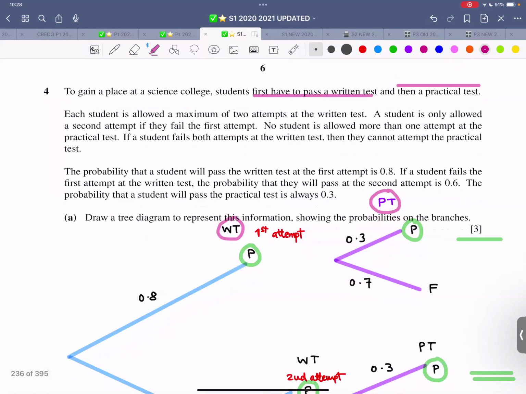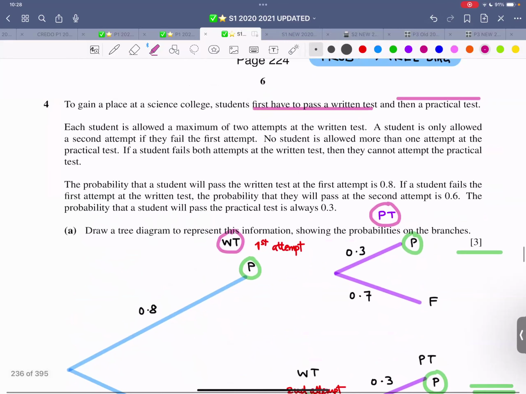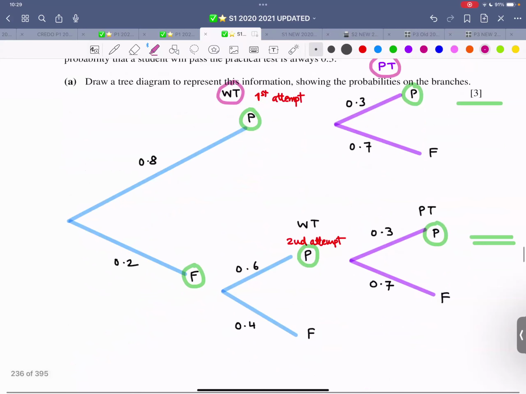Each student is allowed a maximum of 2 attempts at the written test, and a student is only allowed a second attempt if they fail the first attempt. No student is allowed more than 1 attempt at the practical test. If a student fails both attempts at the written test, they cannot attempt the practical test. Now let's focus on the tree diagram.